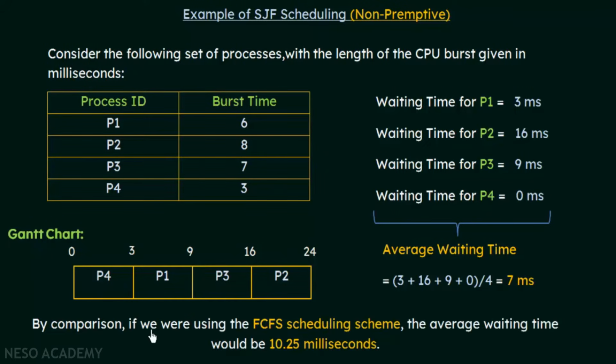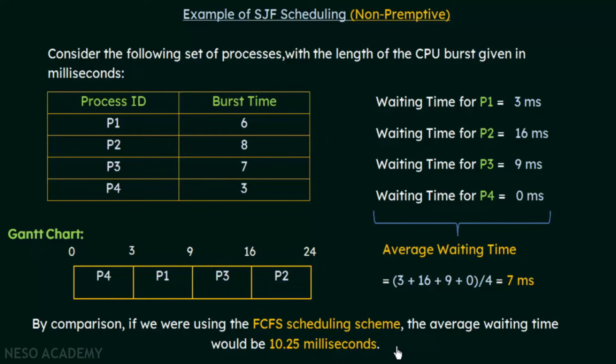Now by comparison, if we were using the FCFS scheduling scheme, the average waiting time would be 10.25 milliseconds. So if we were using the first come first serve scheduling algorithm for the same set of processes and the same set of burst times, then we would find that the average waiting time would have been 10.25 milliseconds.